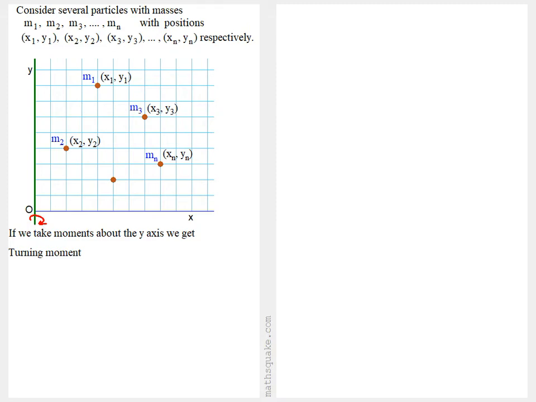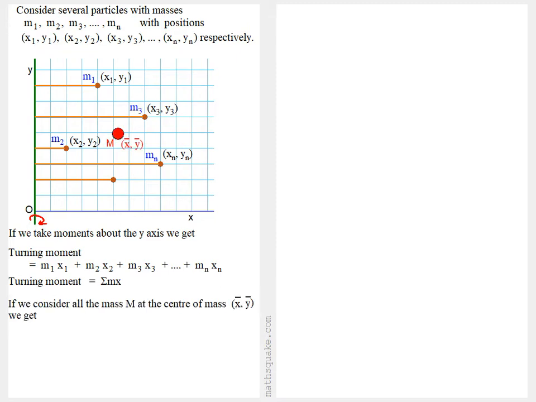So, the turning moments are m1x1 plus m2x2 plus m3x3 and so on, plus mnxn. So the turning moment is the sum of the mx's, sigma mx. Now, if we consider all the mass at the centre of mass, x bar, y bar, we get the turning moment is capital M x bar, where capital M is the sum of the masses. In other words, the turning moment is equal to the sum of the masses times x bar.